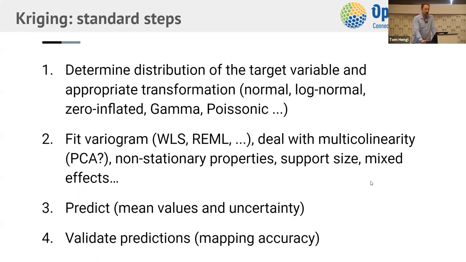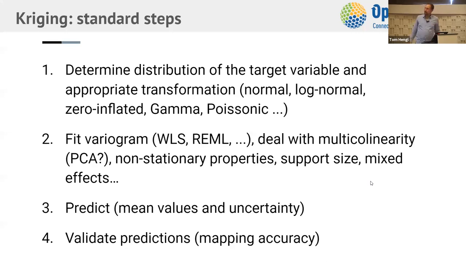Paolo was presenting some zero inflated data, so that's outbreaks and things. And we also had some Poisson data, which are the counts. Then the second thing, you do the variograms, and here you also have to make some choices. The variograms you need to get from residuals. So you can do REML, then with the covariates you can do maybe PCA, and things change with the support size. You have mixed effects, so it's complex. And then you do prediction, and then you validate the prediction.